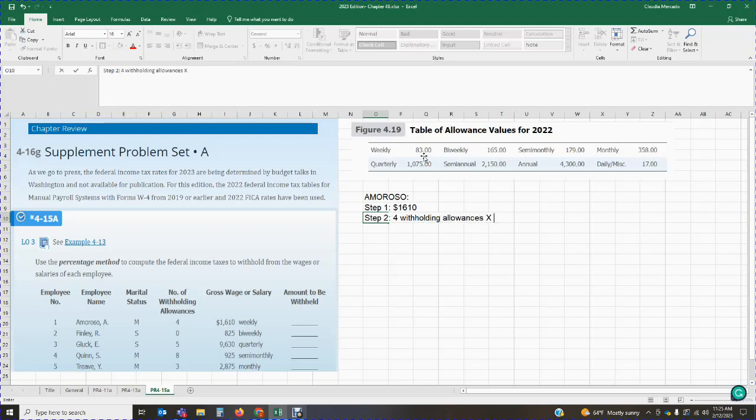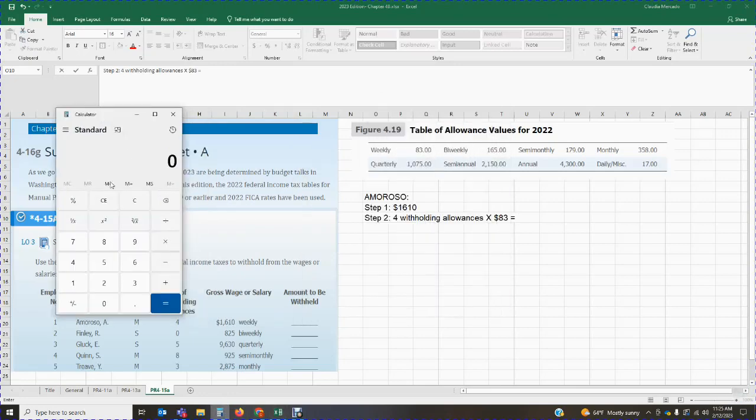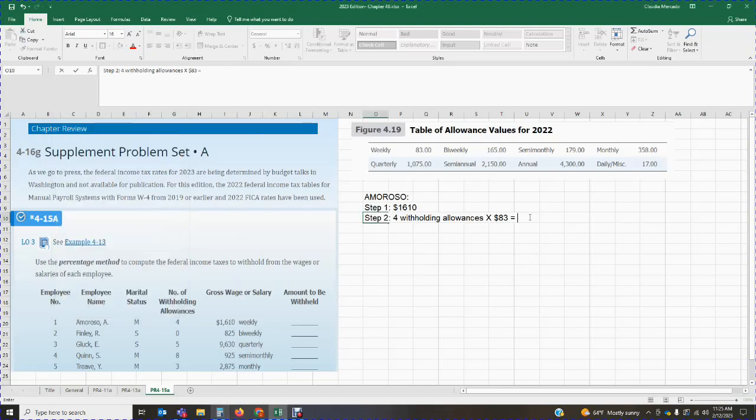And we're going to multiply that by my rate here, which is $83. Okay, 4 times 83 gives me $332. So, because I have 4 allowances, I am not going to pay taxes on $332. I'm exempt from that.